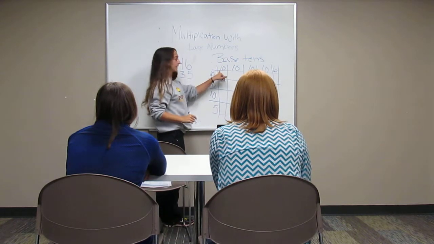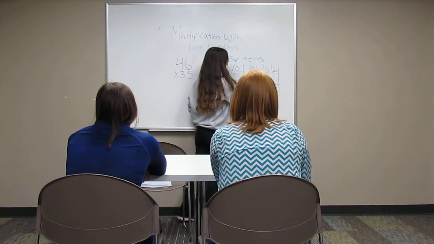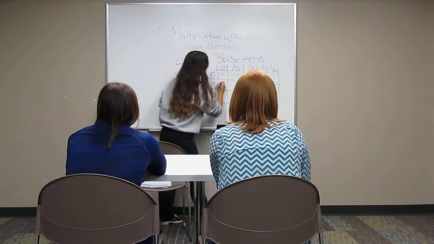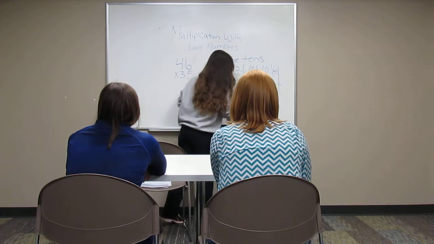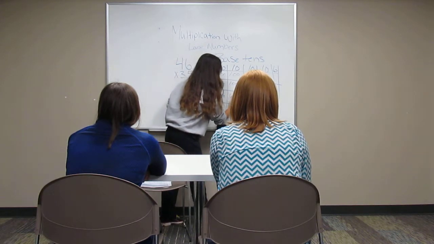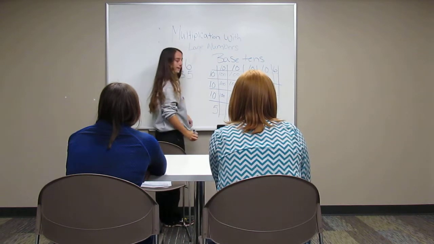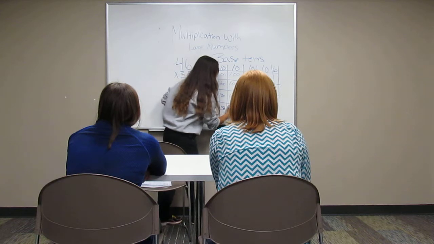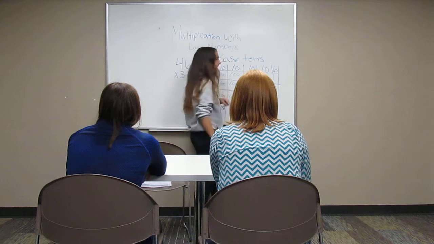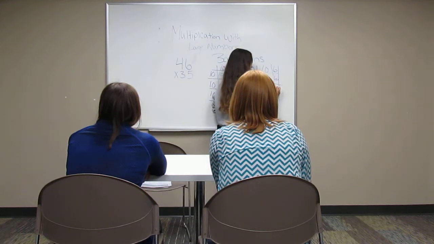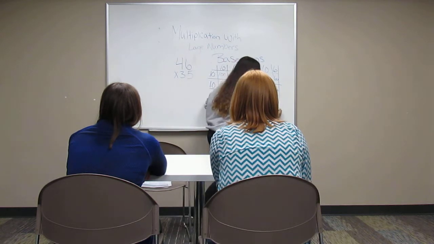So then we're going to take all the 10 times 10s and make them 100. Okay, and then we're going to take 5 times 10s and make them 50s. And the 6 times 10s and make them 60s. And then we're going to take 6 times 5 and get 30.